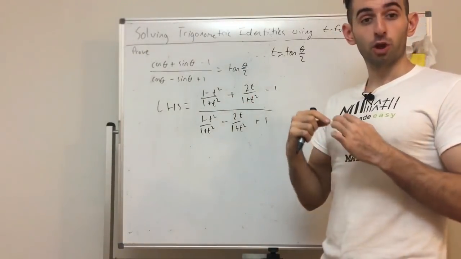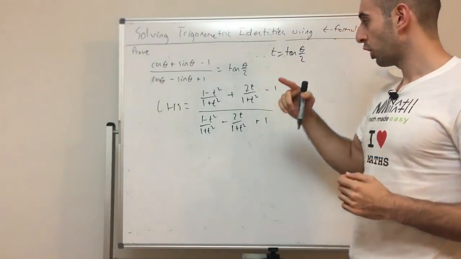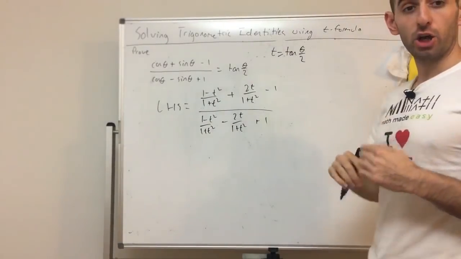So the trick to get rid of compound fractions in one step is to times top and bottom by the LCD.